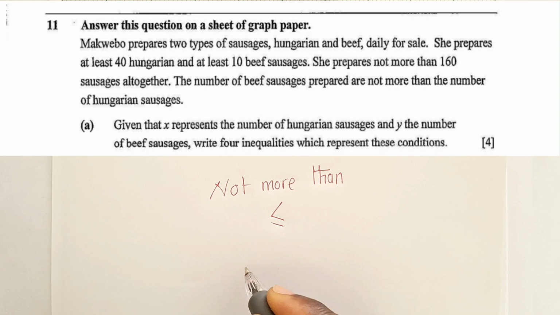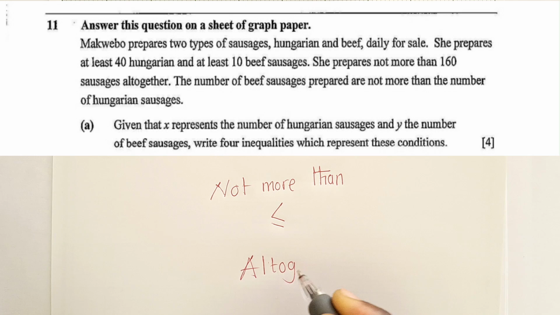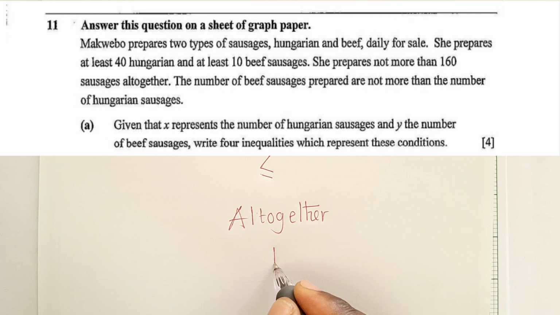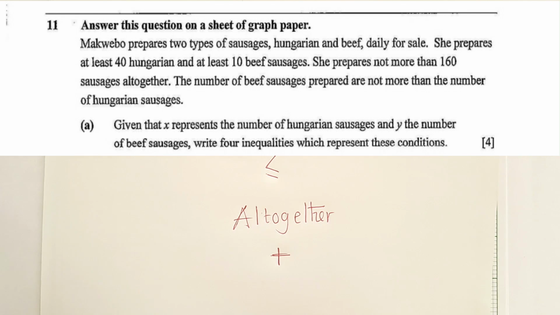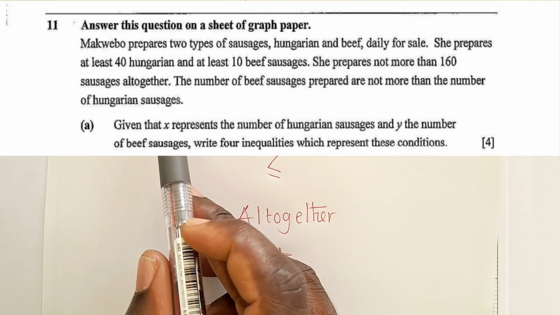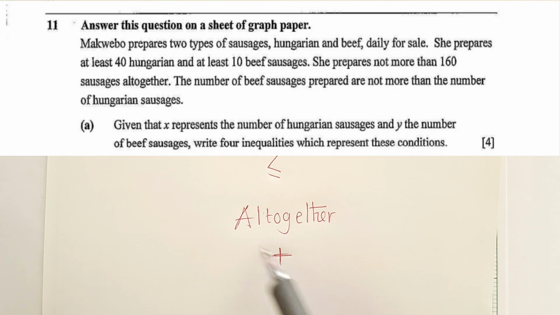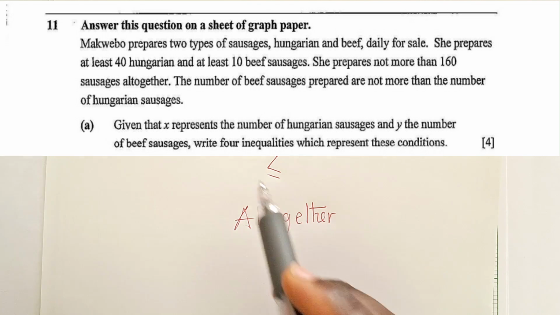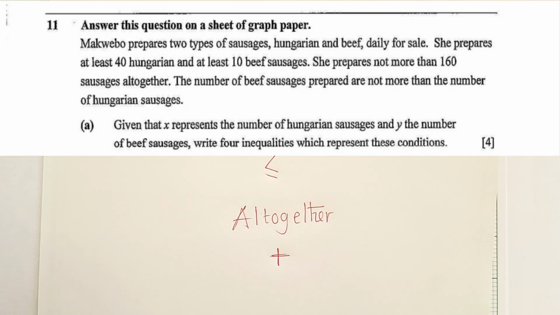And if they say altogether, or together, this simply means plus. So whatever you're talking about, add them. There is Hungarian plus beef, that's altogether. So when we say plus, it's altogether. The statement continues, the number of beef sausages prepared are not more than the number of Hungarian sausages. So not more than, we know that it's less or equal to.